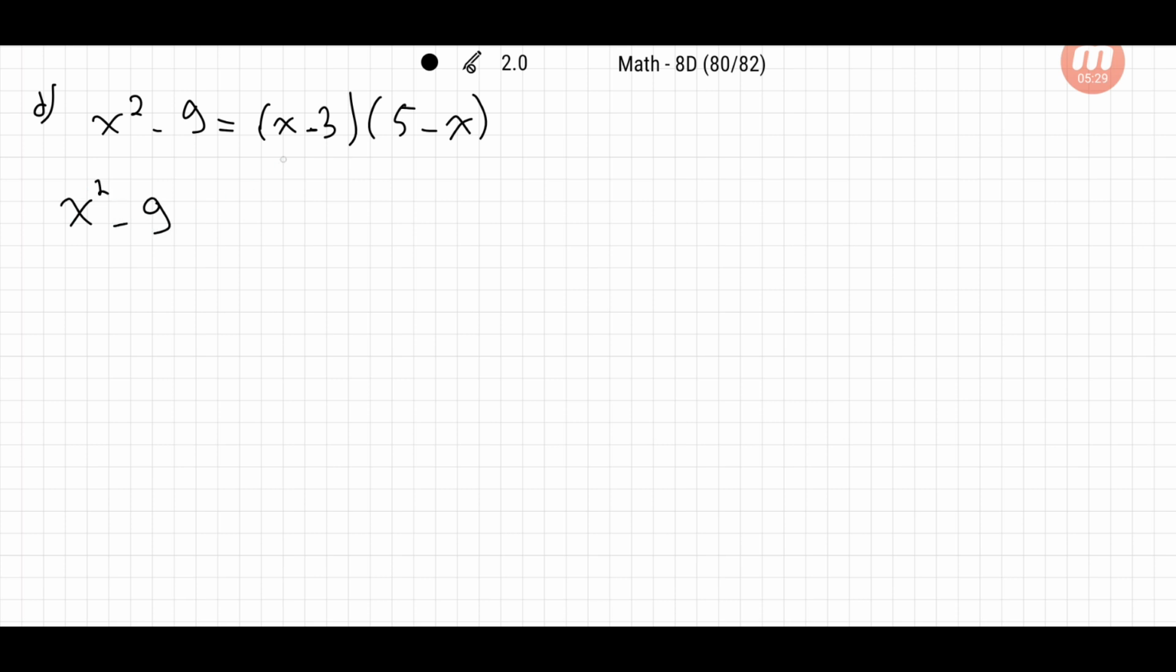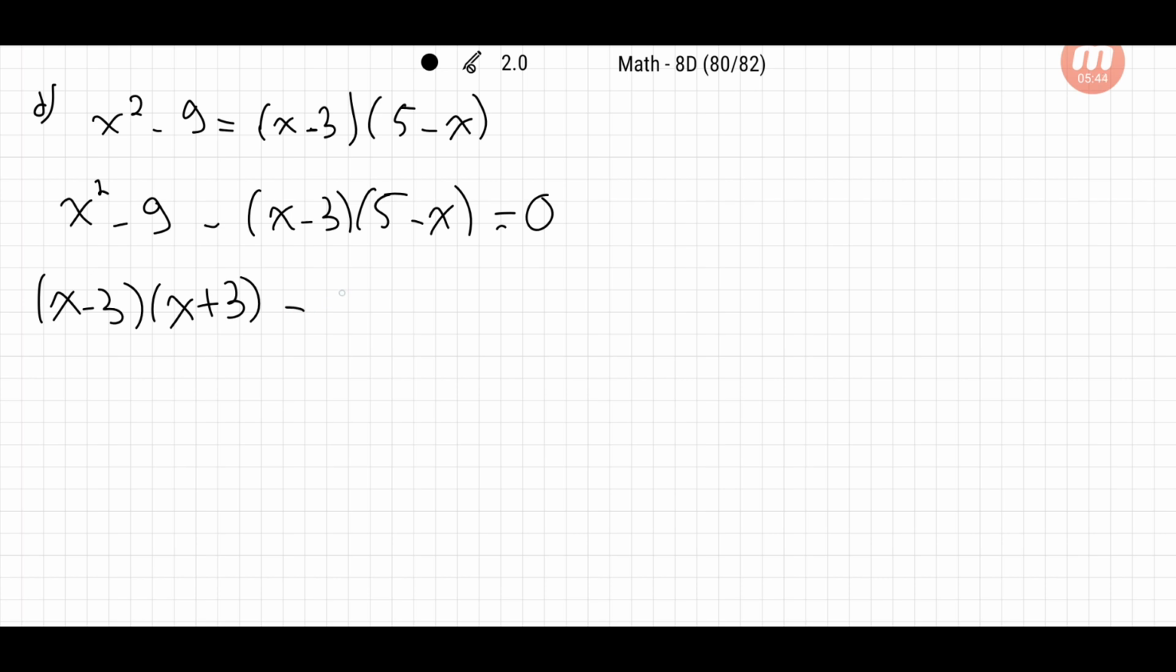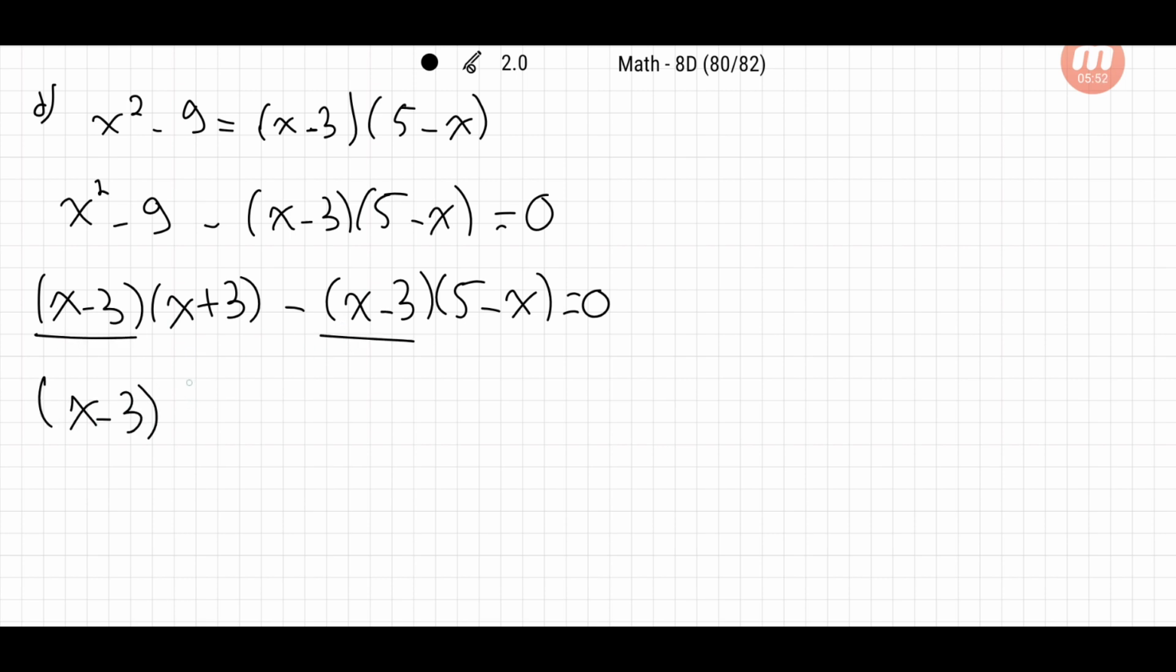Now for part D, x² − 9, and I bring (x − 3)(5 − x) to the left, which is −(x − 3)(5 − x) equals 0. Now I factorize x² − 9, it is (x − 3)(x + 3) − (x − 3)(5 − x) equal to 0. Now x − 3 is a common factor, so x − 3, I'm left with (x + 3) − (5 − x) equals 0.